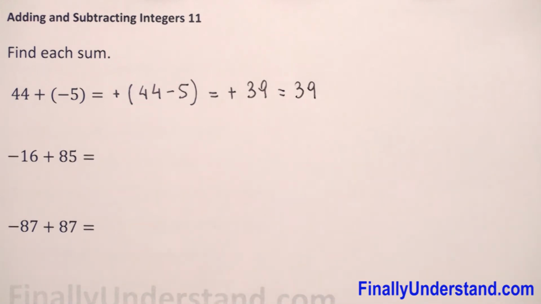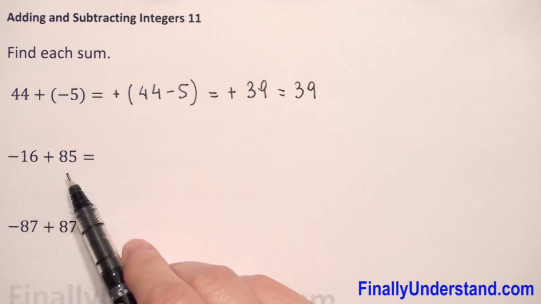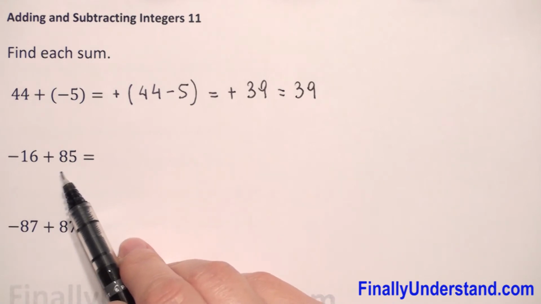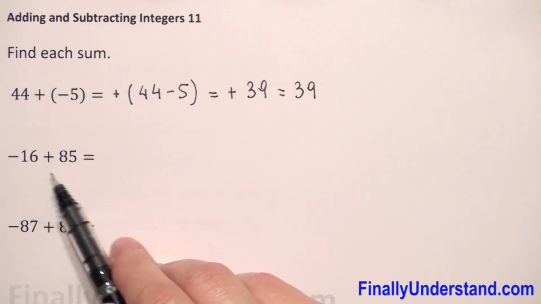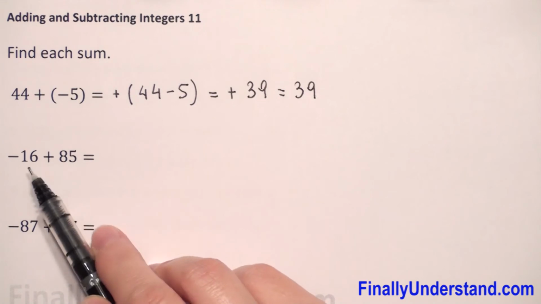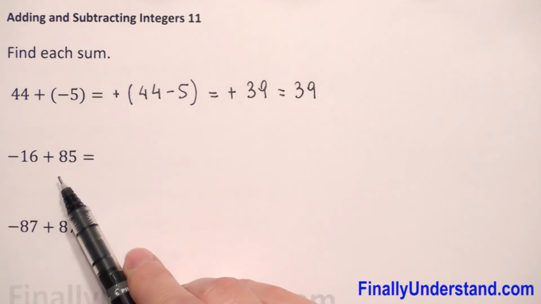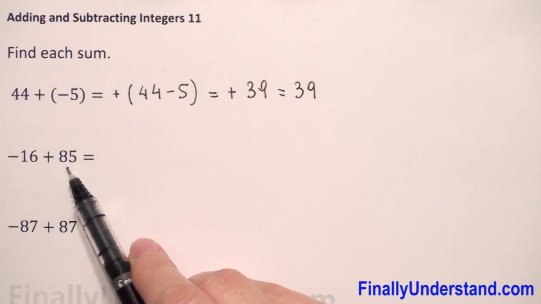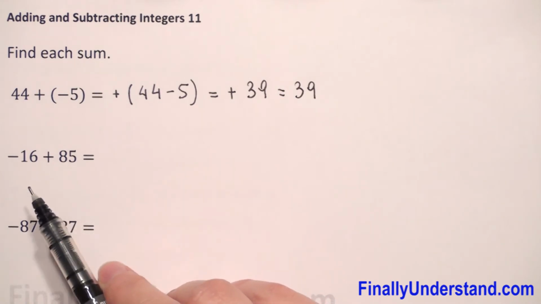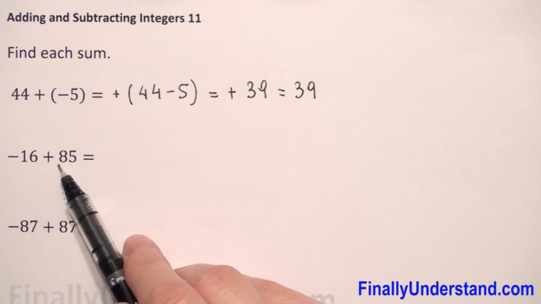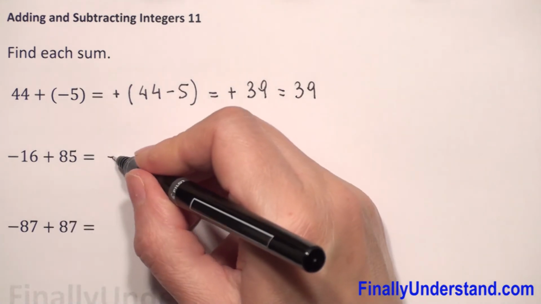Next example, we have negative 16 plus 85. Again, addition of integers with different signs, positive and negative. First, we check which number is greater. 85 is greater than 16. So we check the sign before 85, it is positive. So we can write a positive sign.